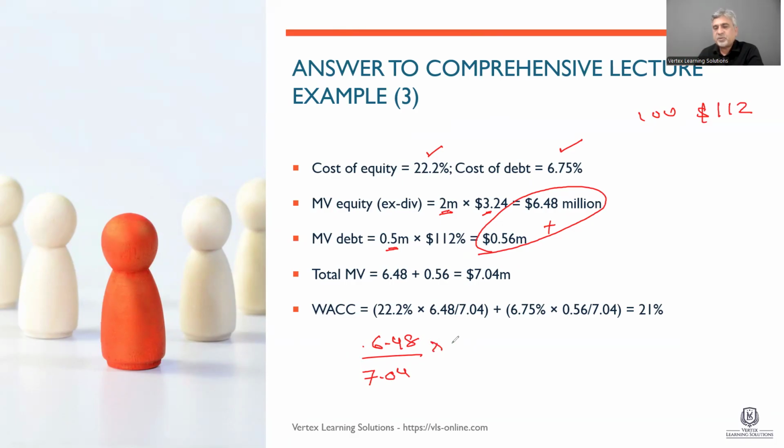You multiply it with cost of equity, which is 22.2%, plus value of debt. Value of debt is 0.56, over value of equity plus value of debt, both of them 7.04, multiplied by the cost of debt, which is 6.75%, okay? You solve it. This is what they have done here. And the answer is 21%.